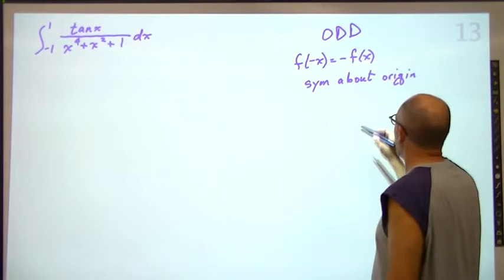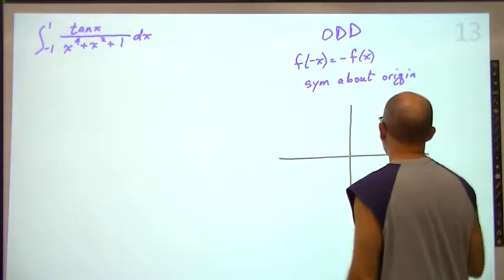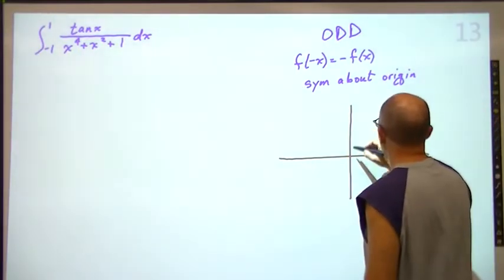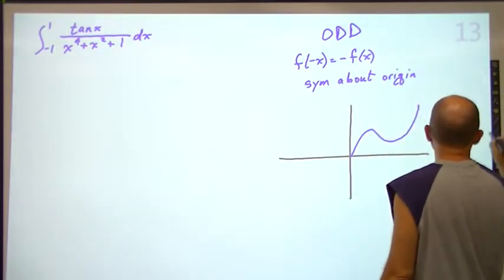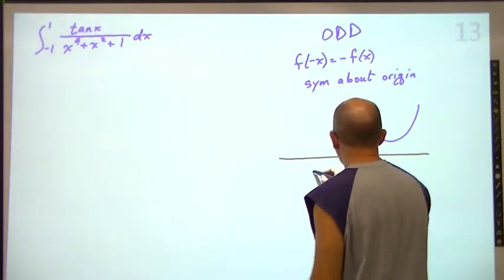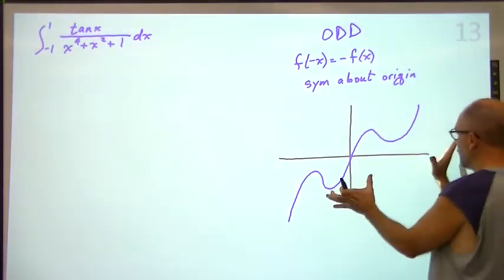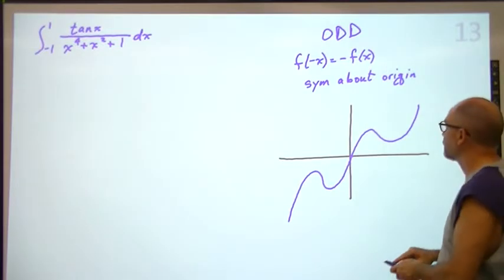All right, so this time, my function looks like this. If I have one side going, well, let's just go like this. One side going like this, then the other side would have to be going like this. Okay, now, that's symmetrical about the origin. In other words, I could rotate this 180 and it would line up with itself.